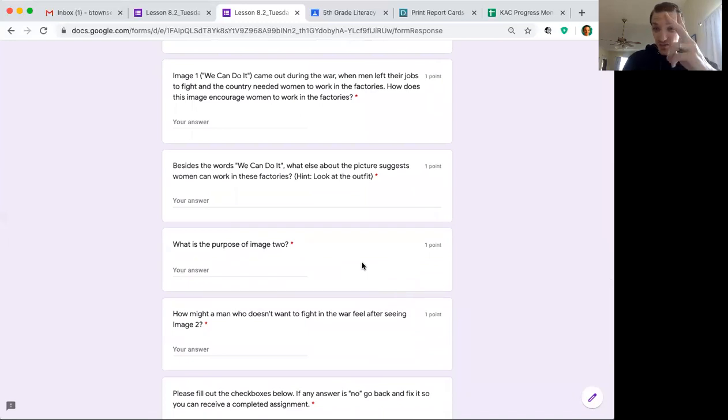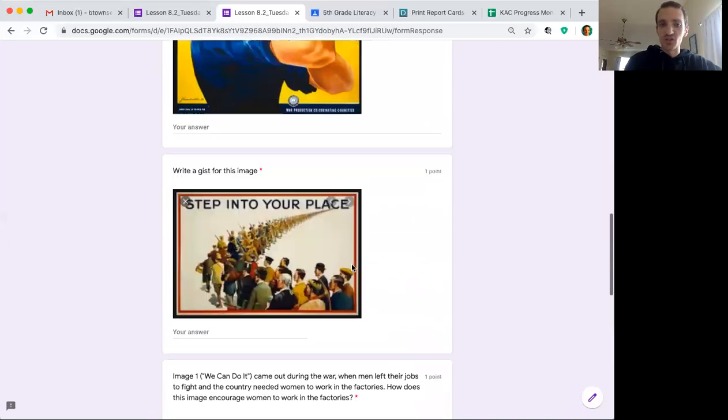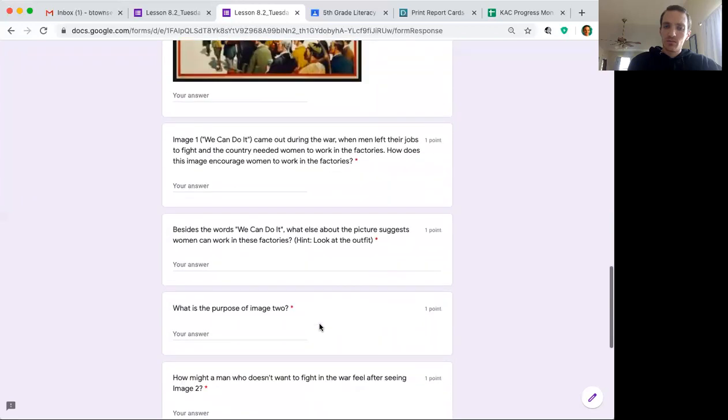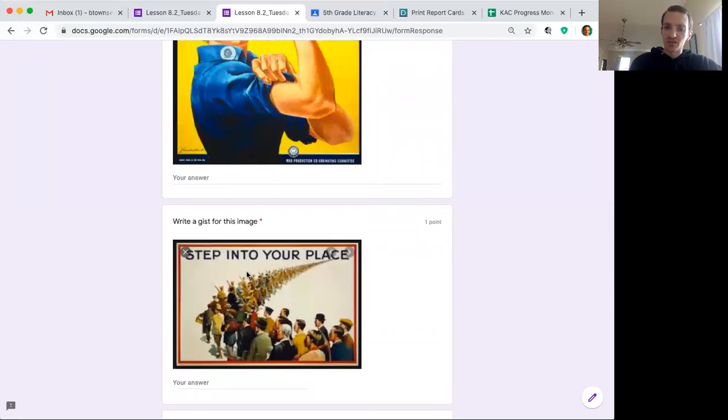Now into image number 2. What is the purpose of image 2? It says step into your place. It shows men over here and then men over here. Look at the difference between the 2 men in the top of this picture and at the bottom of the picture right here. What is the purpose of this picture? What is the purpose of this whole image?